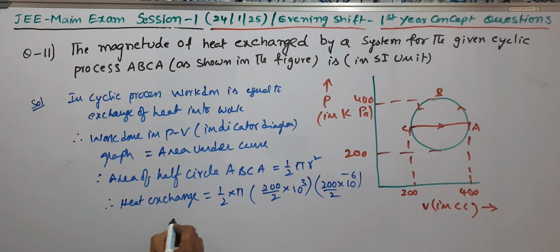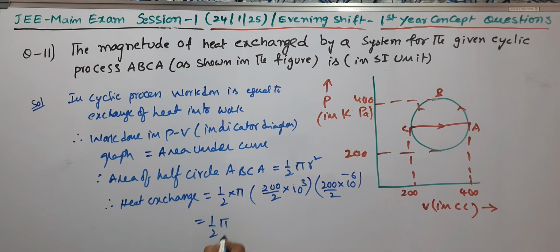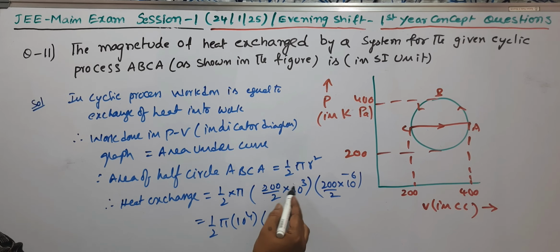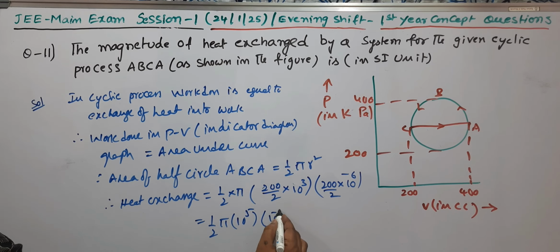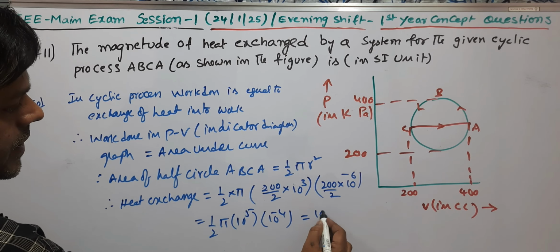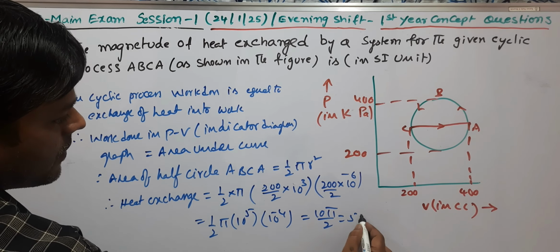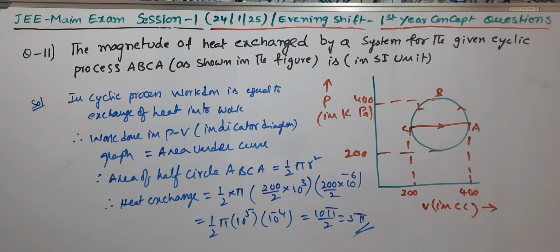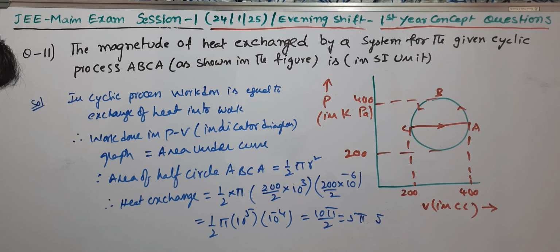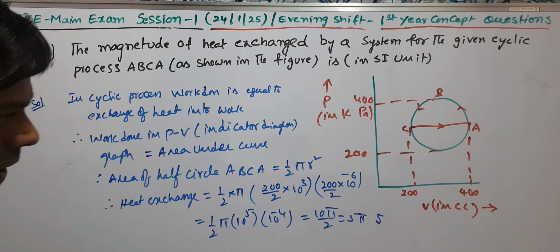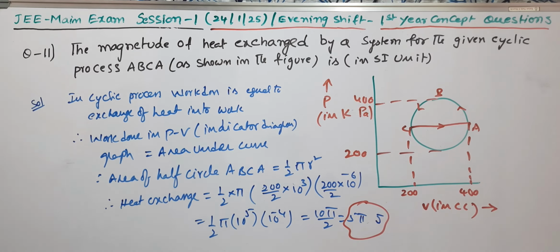So you get 1 by 2 pi into 10 power 4 into 10 power minus 4, that means 10 power 5, 10 power minus 4. So we get 10 pi by 2, which equals 5 pi. So the answer for this question is 5 pi joule. Okay, that's it.